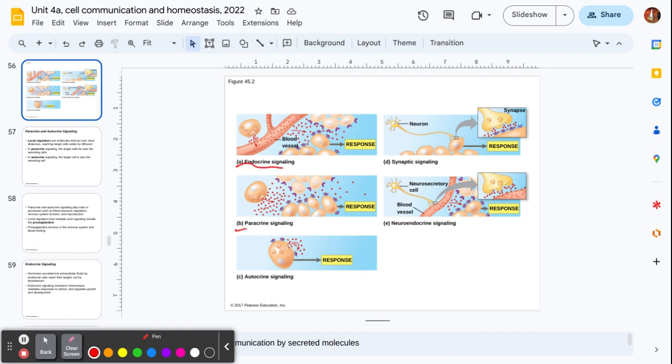They're kind of small pictures. Paracrine, autocrine, and then synaptic is nervous system. And then neuroendocrine is a combination of neurons and endocrine system. So let's talk about them in more detail.